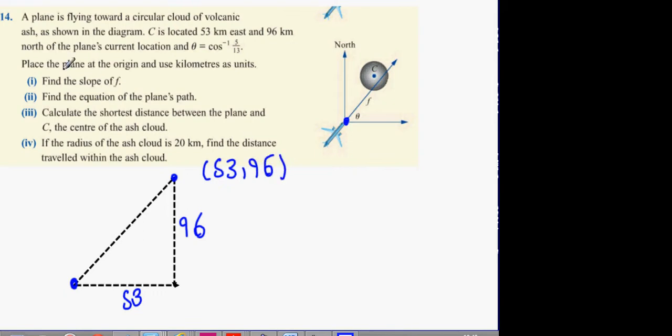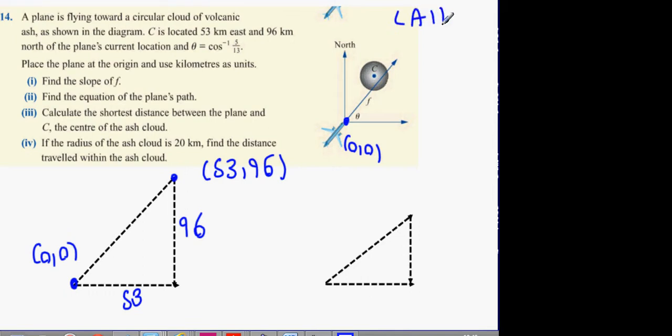Okay. The plane is at 0, 0 because we're using this as the origin, because relative to the plane it's 53 across, 96 up. Find the slope. If I was to map out the plane's current path, it looks something like this. Cos inverse means, remember SOHCAHTOA, CAH, okay? Adjacent over hypotenuse, which is 5 over 13.